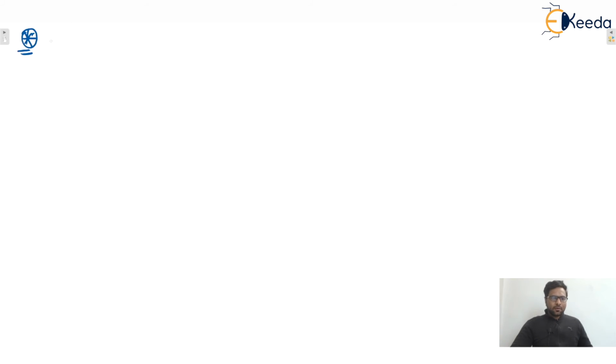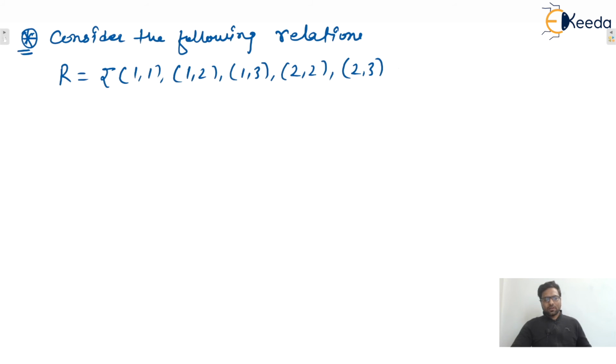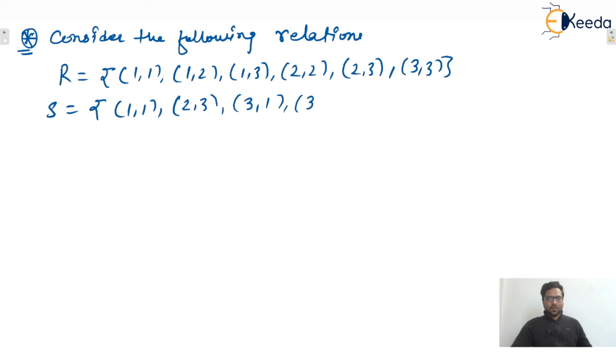Let's consider the following relations. One relation is given as 1 comma 1, 1 comma 2, 1 comma 3, 2 comma 2, 2 comma 3, 3 comma 3. And one more relation is 1 comma 1, 2 comma 3, 3 comma 1, and 3 comma 2. So what will be the matrix representations of both the relations?